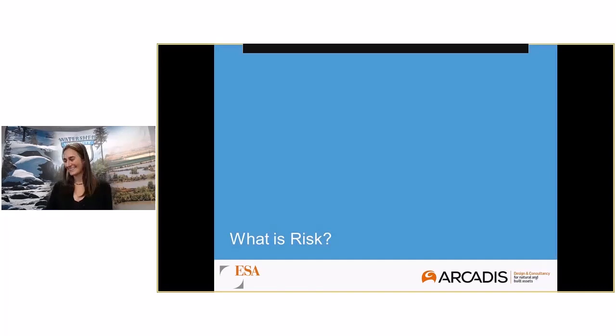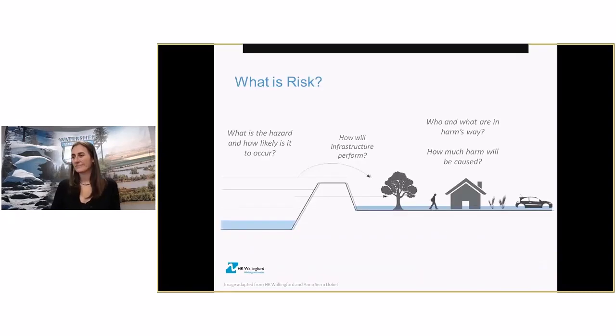Let's go to, we've got to decide what risk is. Normally, risk is a pretty overused term. It generally means something bad is going to happen, but in this presentation today we're going to be talking about a very precise definition of risk.